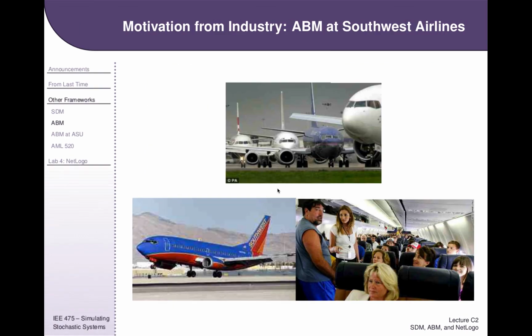So in general, this is a fun example of something that agent-based models do. I've mentioned these examples in previous classes, but companies like Southwest use agent-based models to improve their operations, like how people sit, how cargo is loaded, things like that.